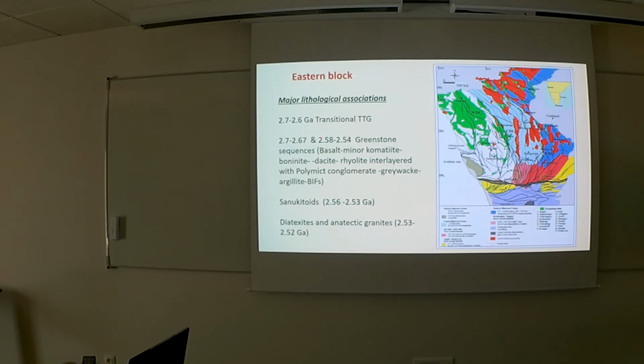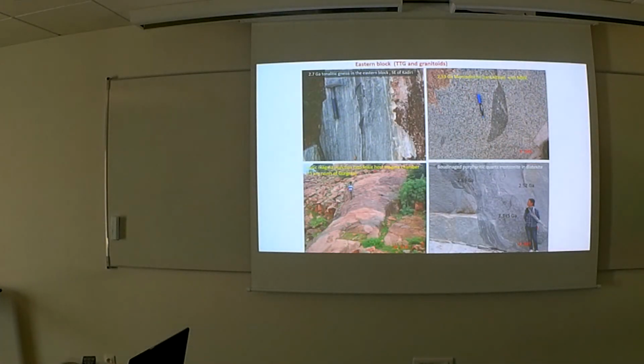So there are two major events, and we have the sanukitoids, which are also quite abundant. Diatexites and anatectic granites are here, but the last part is mostly made up of diatexites and anatectic granites. This anatectic granite is formed by melting of very young crust, 2,700 million year old crust. They still preserve isotopic compositions similar to the gneisses. So these are the gneisses.